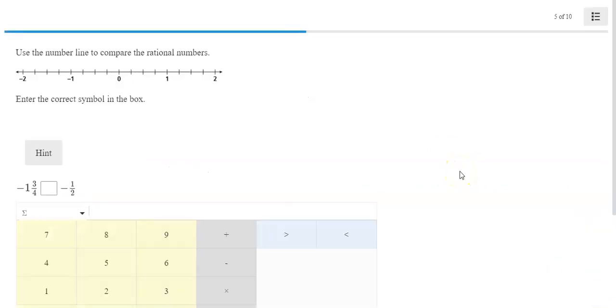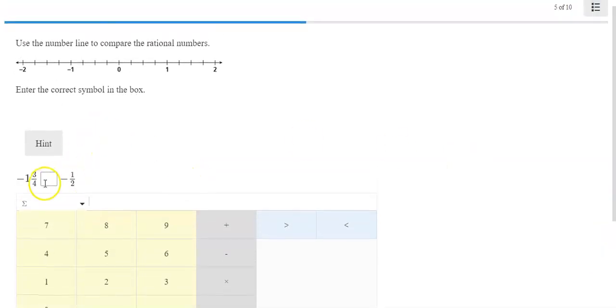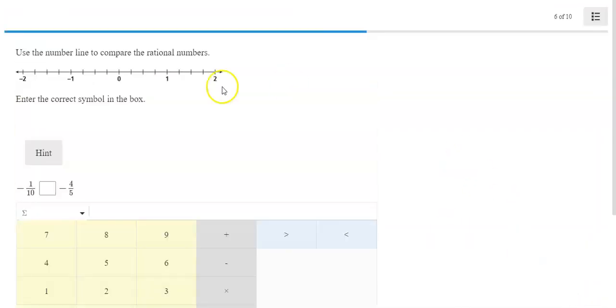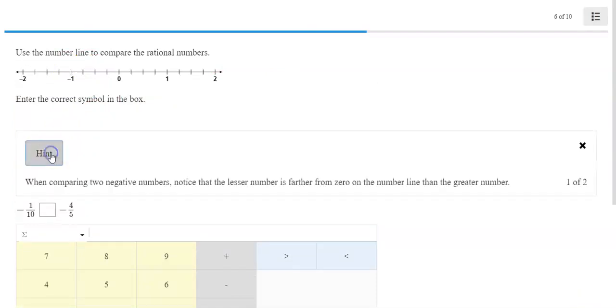Next, use a number line to compare the rational numbers and enter the correct symbols in the box. So I have negative 1 and 3/4. So negative 1, 1/4, 2/4, 3/4 is right there. And 1/2 is there. So negative 1 and 3/4 is less than because it's farther on the left-hand side. We're going to use the number line to compare. Let's do our hint. When comparing two negative numbers, notice that the lesser number is farther from 0 on the number line than the greater number. The farther right a number is on the number line, the greater the number.